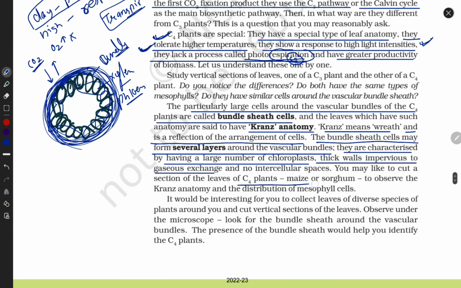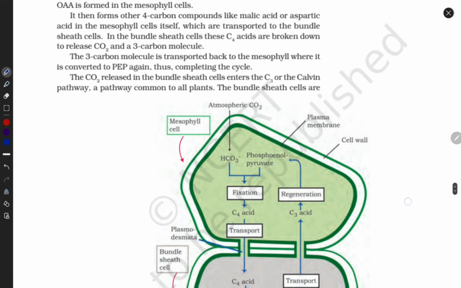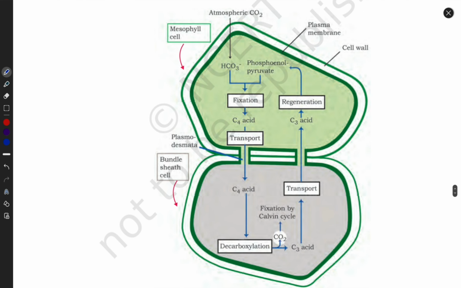Some examples of C4 plants are maize and sorghum. To observe the Kranz anatomy and the distribution of mesophyll cells, we can study maize and sorghum. These are the plants. Look here, guys. This is the whole mechanism, the complete mechanism of the C4 cycle. Here the C4 cycle is conducted, and here again the C3 cycle occurs.